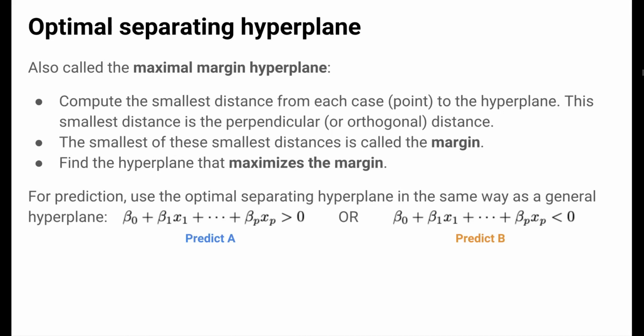For prediction, we use the optimal separating hyperplane in the same way as a general hyperplane. We predict class A if that linear combination is greater than 0, and we predict class B if that linear combination is less than 0.